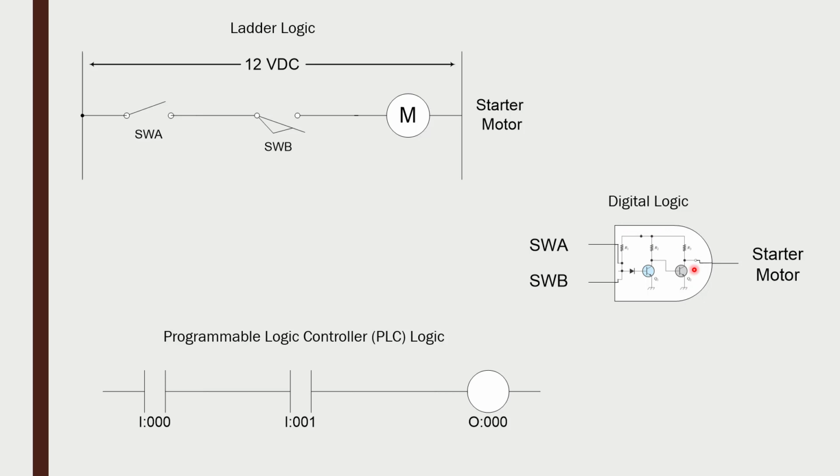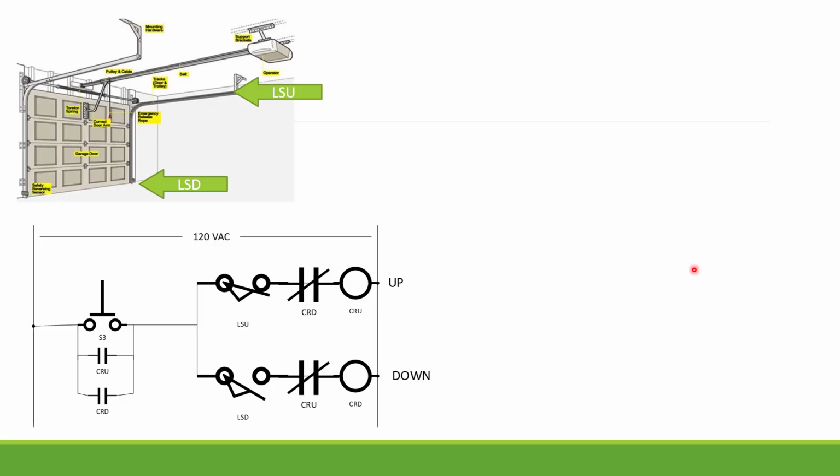Let's take another example that's maybe a little more complicated. Here I have a garage door opener. And on this one, I have an input here. This is the limit switch down. Limit switches are switches where their contacts change states, going between close and open, if they are struck or moved by physical contact.